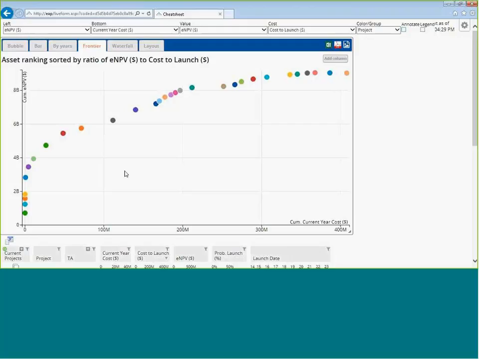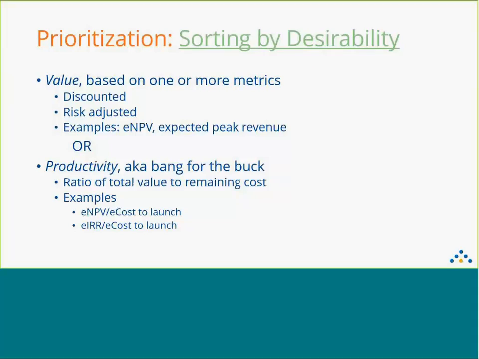Now, the problem is, as we look at the projects that are, say, most productive and we could afford for a straight 100 million in the current year cost, you might be throwing out some critical projects. So let's now take a look at that.